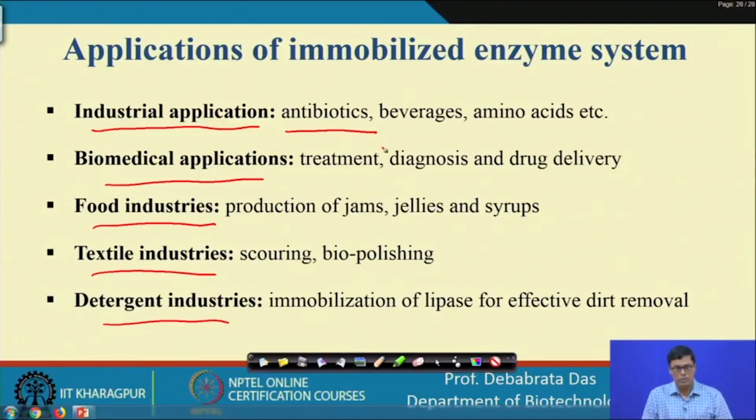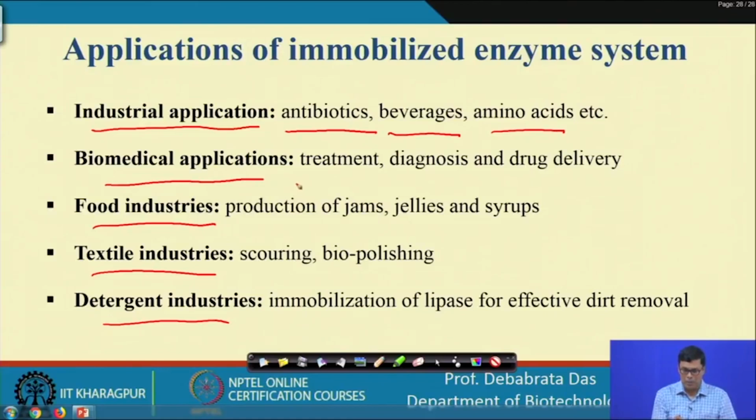Just now I pointed out 6-aminopenicillanic acid that is produced from penicillin G. Then in the beverage industry, I can tell you that chill-proof beer can be produced when we pass the beer through the immobilized protease enzyme, so that whatever big protein molecules are there will be degraded into small molecules. Then you have amino acids.